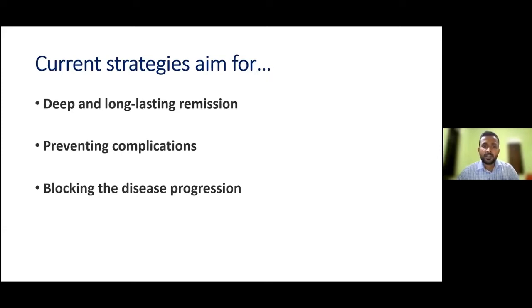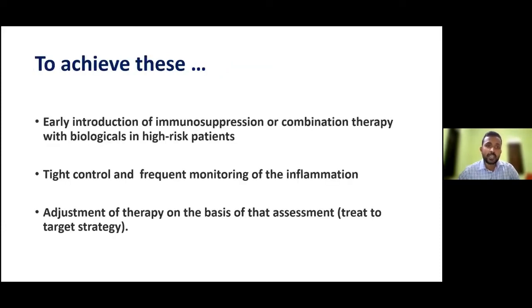So we have three main aims. So we should try to achieve deep and long-lasting remission, and we should aim to prevent complication, and we should aim to hinder the disease progression. In order to achieve this, in high-risk patients, we might have to introduce biologics and the combination therapy early in the disease course, and we need tight control and frequent monitoring of the inflammation.